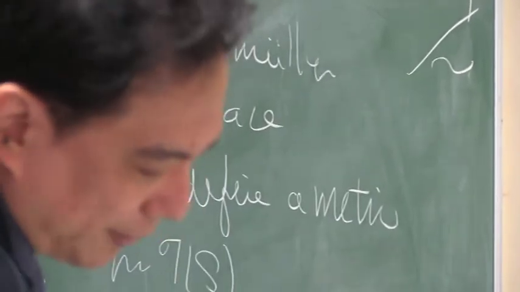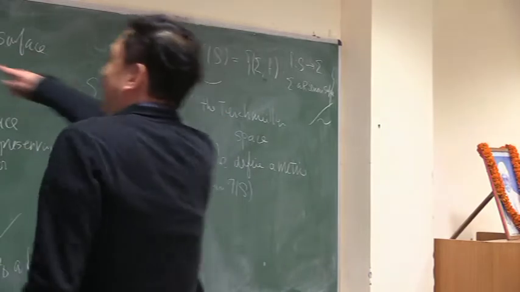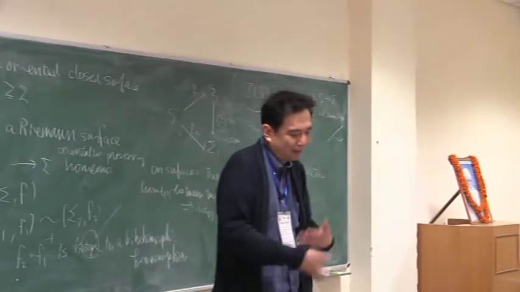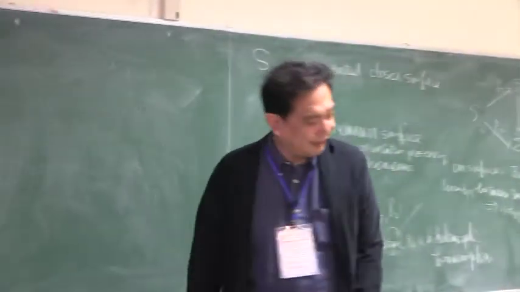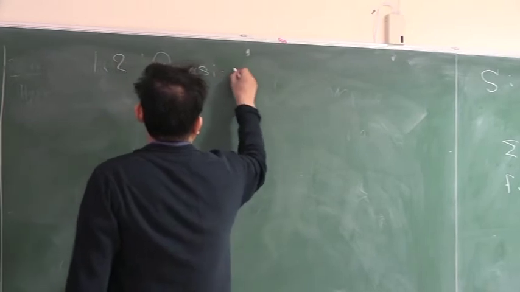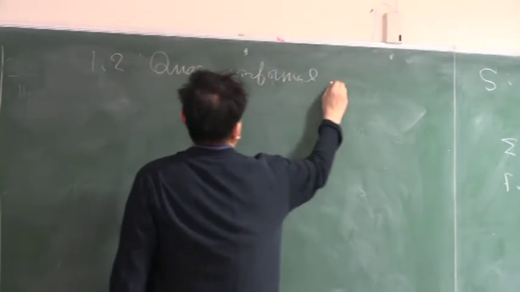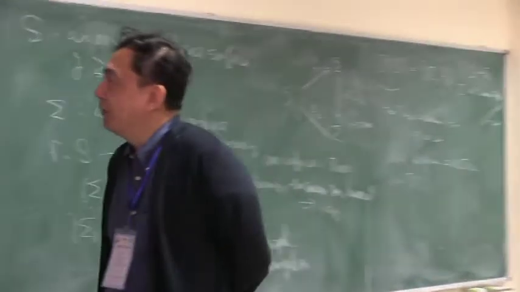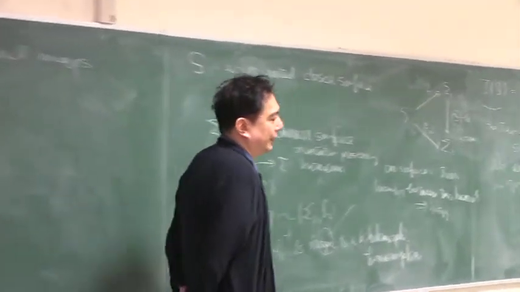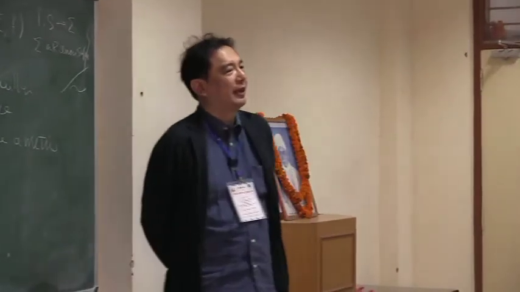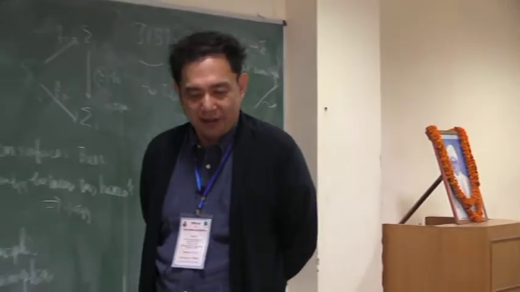So that should be the introduction, 1.1. Now we proceed to 1.2. To define the metric, we need some preliminaries. The first thing is we need to define something called quasi-conformal maps. Before considering a quasi-conformal map between two Riemann surfaces, we consider a quasi-conformal map between two regions in the complex plane, which is much simpler.